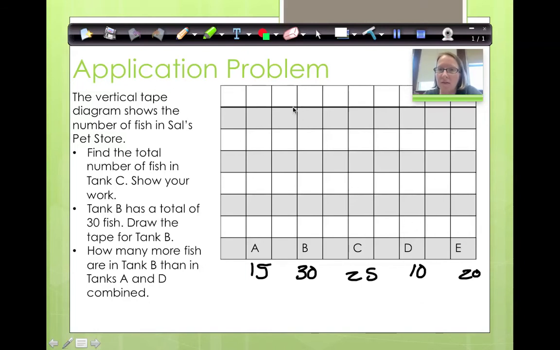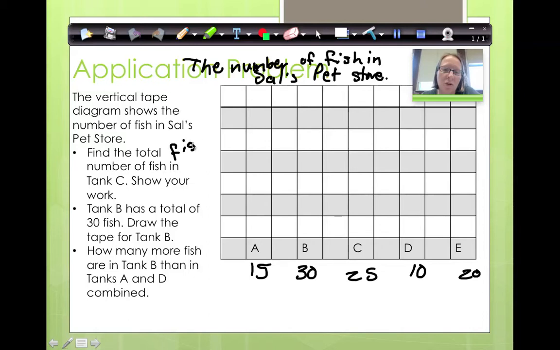We first have to start with a title. So what is this showing? This whole graph shows the number of fish in Sal's pet store. Okay, now let's mark our scale. So our scale is going to go over here, and this is going to be fish down here, and down here these are tanks. So please label that.